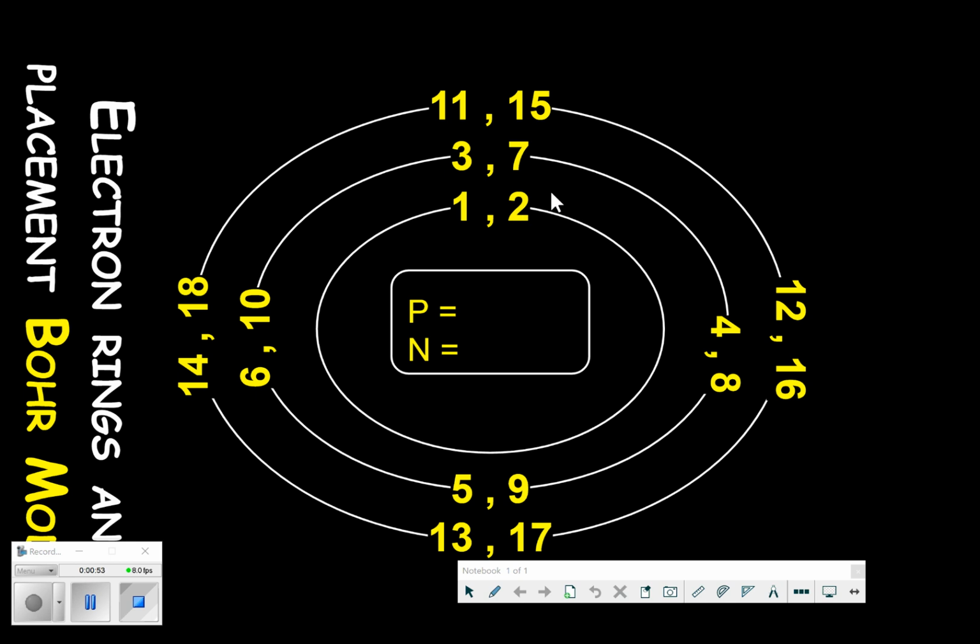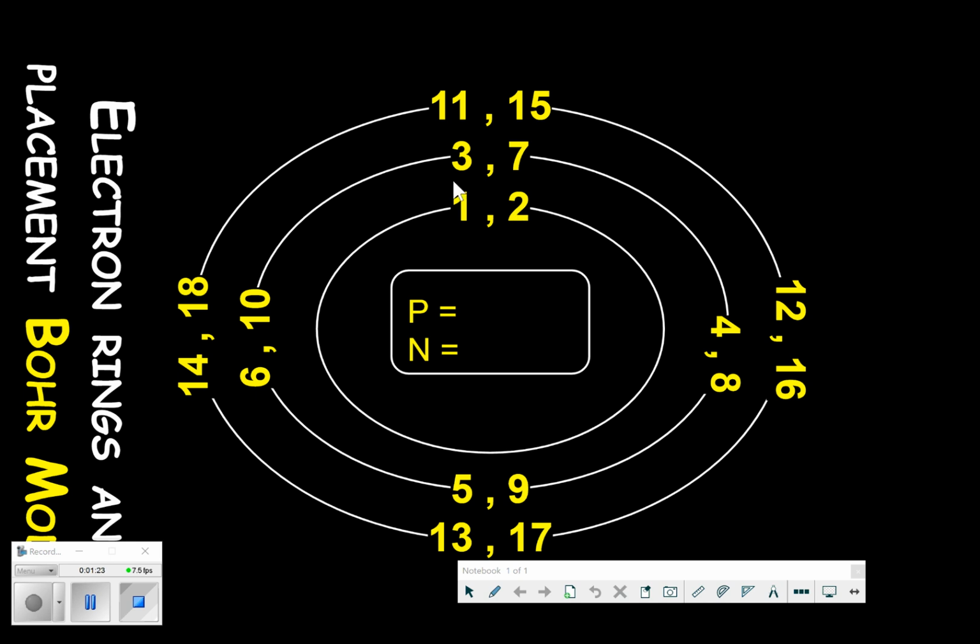The first shell can hold 2 electrons. The second shell can hold up to 8 electrons. And the third shell can hold up to 8 electrons. And the placement doesn't have to be specifically in the order that I've outlined here, but there has to be an order. It's just easier for me to show it to you this way, so it makes it easier to figure out what electron needs to go on one shell.